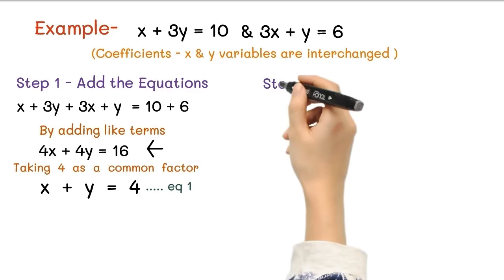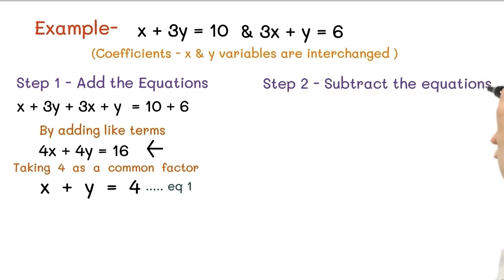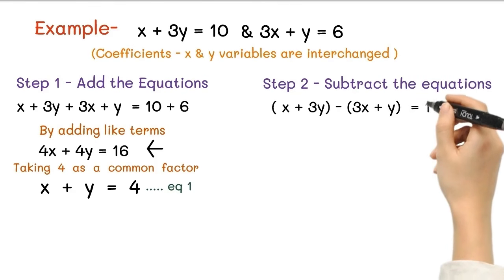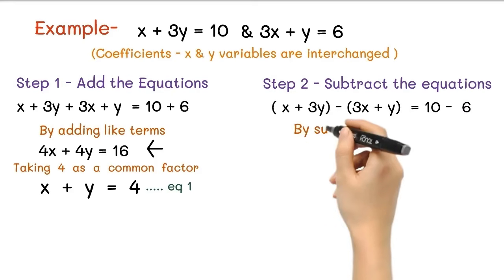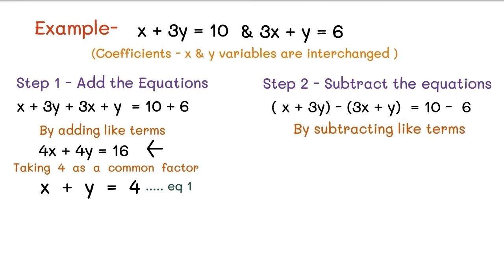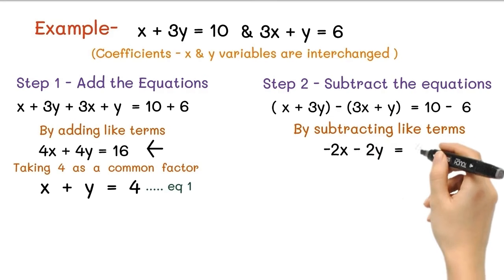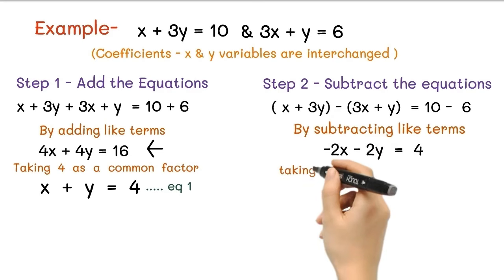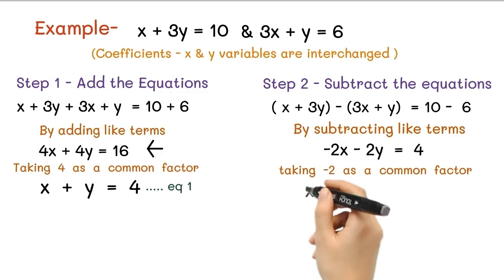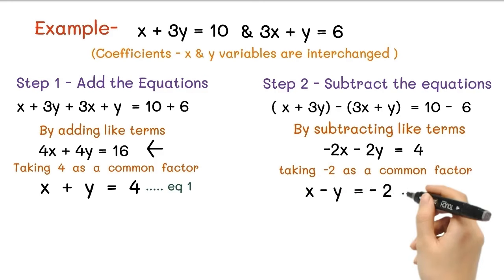Now in the second step, subtract the first equation from the other. So we get x plus 3y minus 3x plus y equals 10 minus 6. By subtracting like terms, we will get minus 2x minus 2y equals 4. Now take minus 2 as a common factor from both sides. So we get x minus 5 equals minus 2.